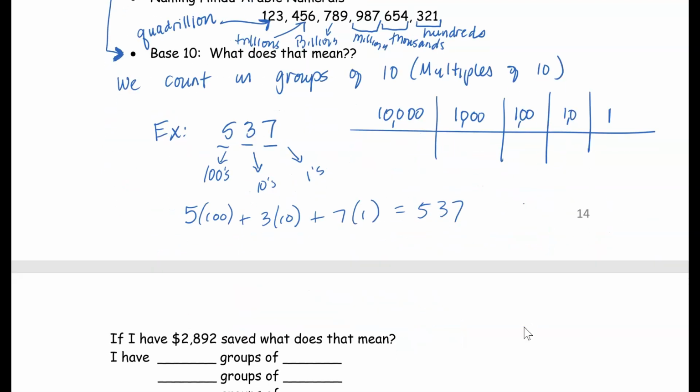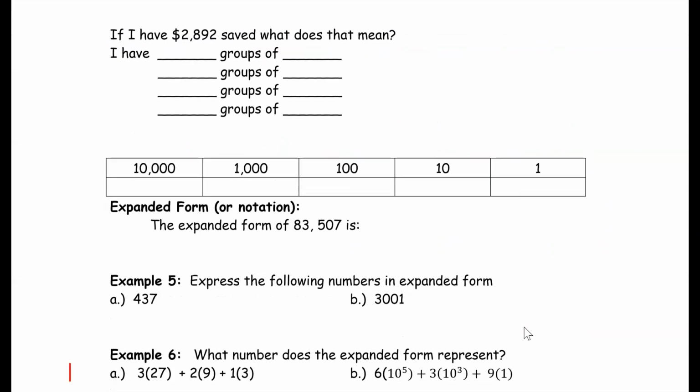So let's do some examples with some base 10 numbers. Let's say I have $2,892 saved. What does that mean? See if you can pause the video and tell me how many groups I have, and what size each of these groups is. This column here is going to be the size of the group. So what are my place values? I have 2 groups of, that would be the thousands place. I have 8 groups of 100. I have 9 groups of 10. And I have 2 groups of 1.